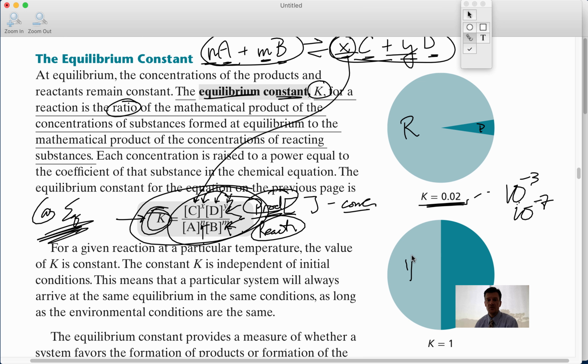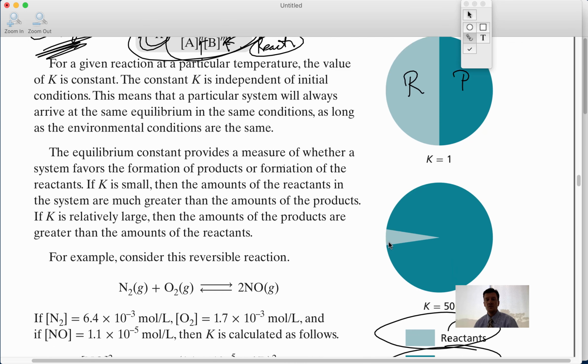If it's close to 1, you've got about equal amounts of the two. And if this is bigger than 1, a large value, that means you've got fewer reactants and lots of products. So this number is very helpful right away. You look at the number and you know the relative concentrations between products and reactants once you've reached equilibrium. And this constant K is always going to be that value for that particular reversible reaction.